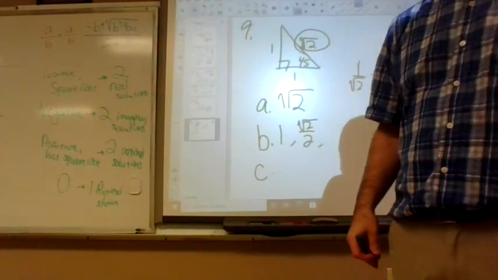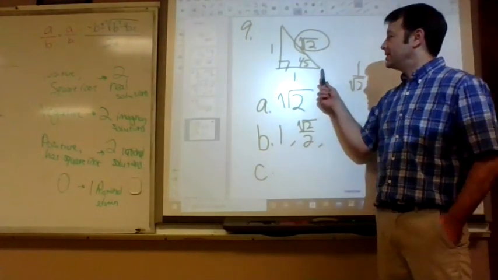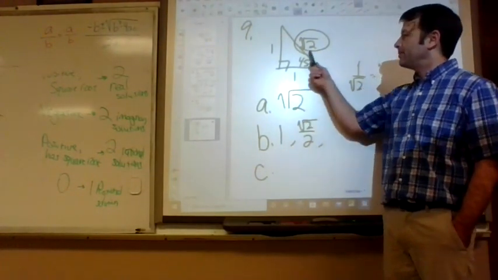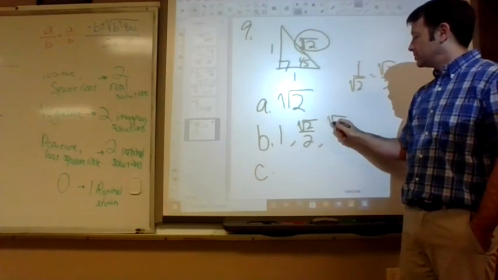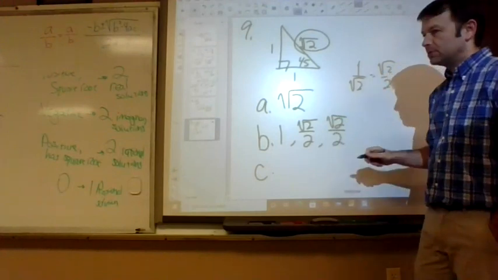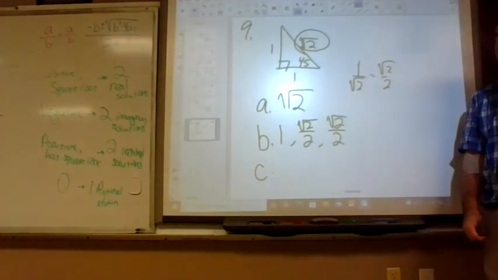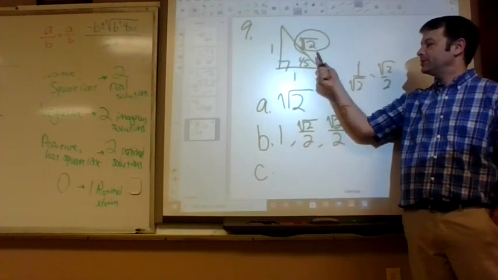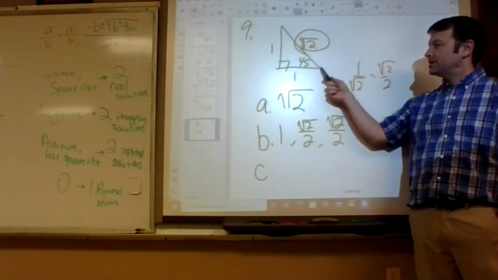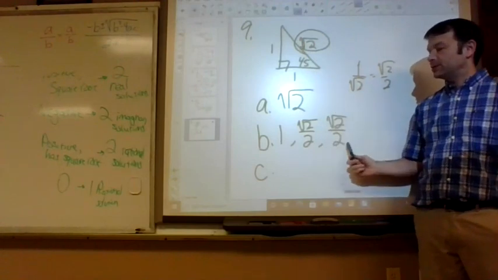C is cosine of 45. Cosine is adjacent over hypotenuse. So that would also be 1 over square root of 2, so it's square root of 2 over 2. That wasn't even bad. Sine is opposite over hypotenuse. Cosine is adjacent over hypotenuse. Same thing on this one.